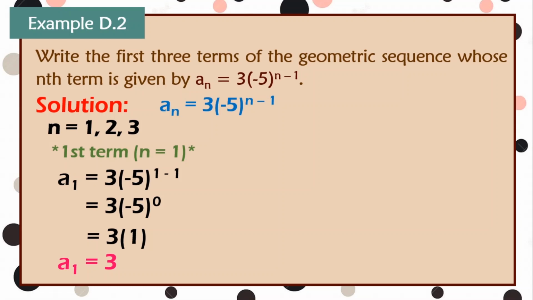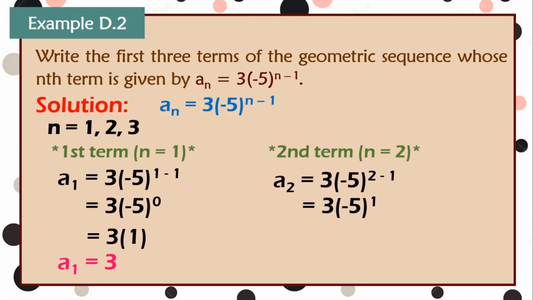Next, for the second term, the value of n is 2. Again, substitute for the value of n. So, we have 3 times negative 5 raised to 2 minus 1. And 2 minus 1 is 1. So, we have negative 5 raised to 1, and that is negative 5. And 3 times negative 5 is negative 15. So that is our second term.